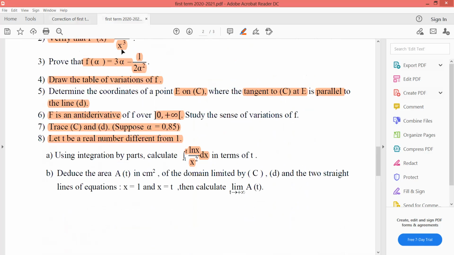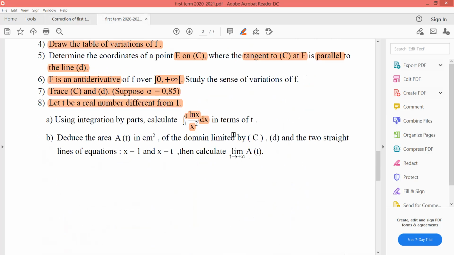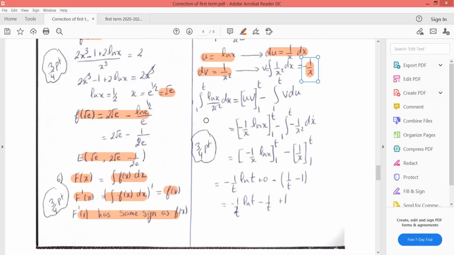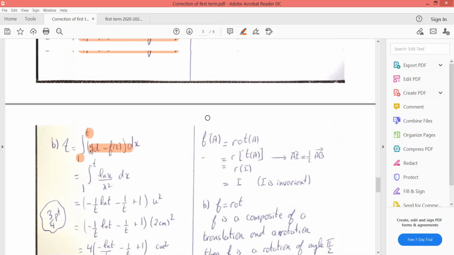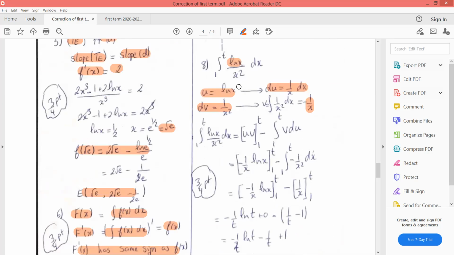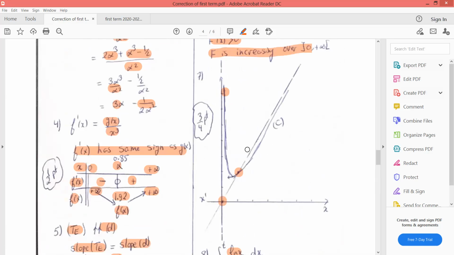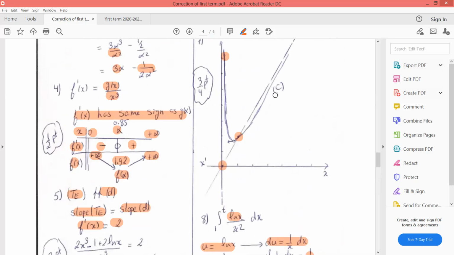And the last part: calculate or deduce the area in centimeter square. What will be the area? The area is the integral from 1 to t of y_D minus f of x. Why put y_D minus f of x? Because if we look at the curve between 1 and t, the line D is above the curve C. So I put y_D minus f of x because the line D is above the curve C.